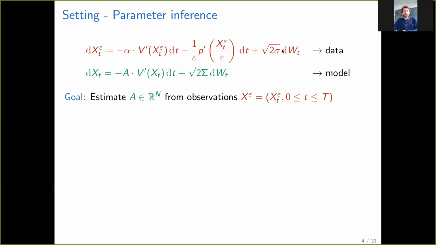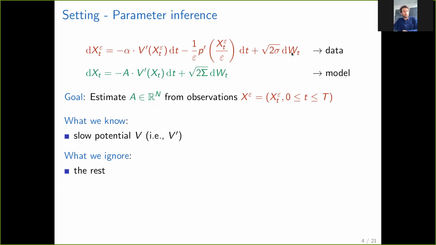So in particular, in this talk, I will not discuss the diffusion coefficient. I will focus on the drift coefficient, and in particular we are interested in estimating the coefficient capital A given observations from the multiscale model.